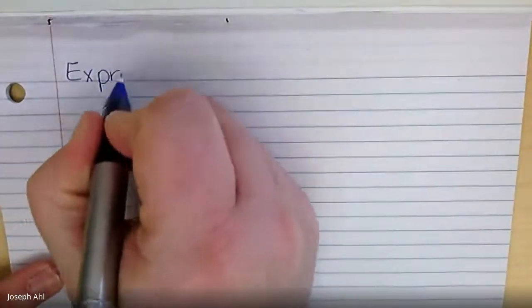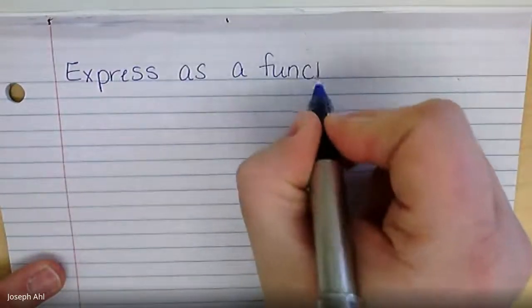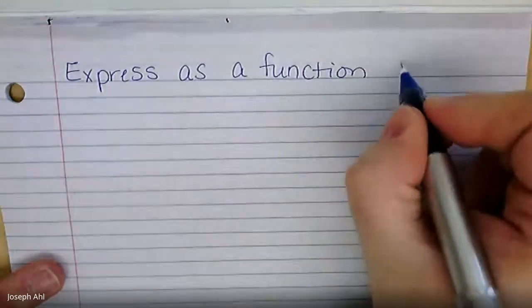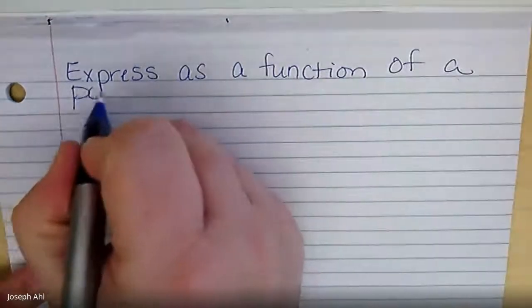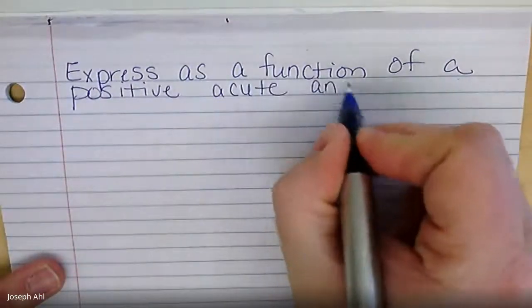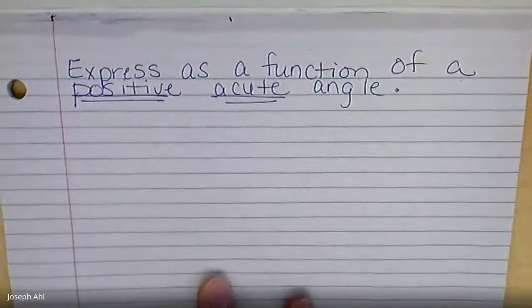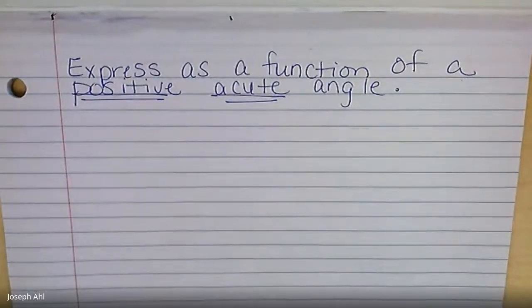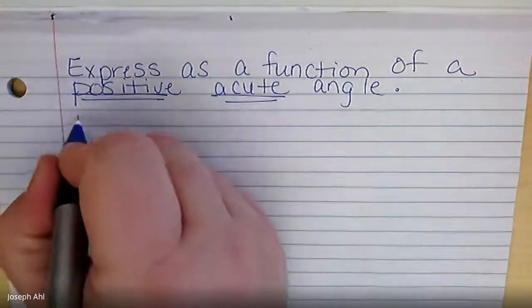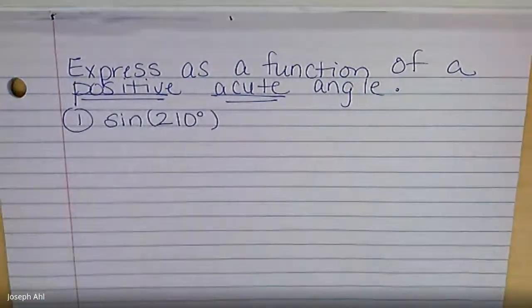In each example below, I want you to express it as a function of a positive acute angle. Okay, emphasis on positive, emphasis on acute. Here's the first example we'll take a look at: sine of 210 degrees. All I want us to do for this is express this as a positive acute angle.